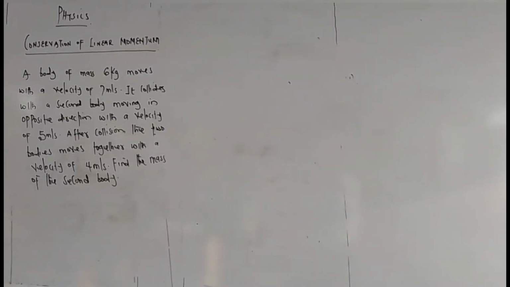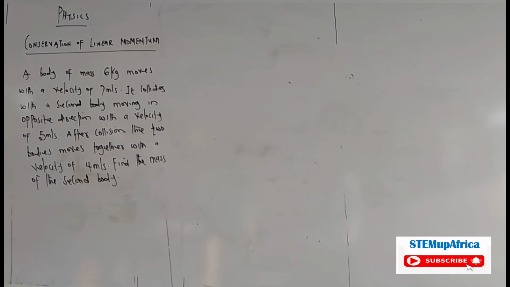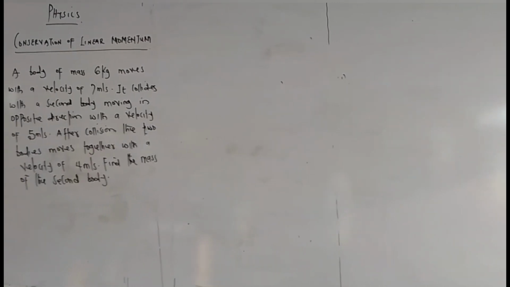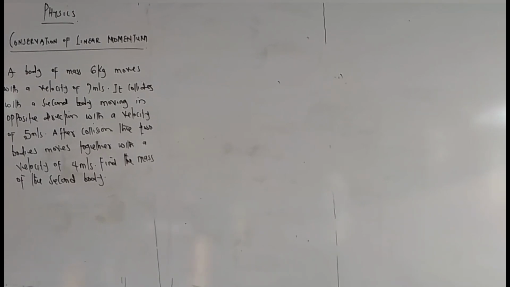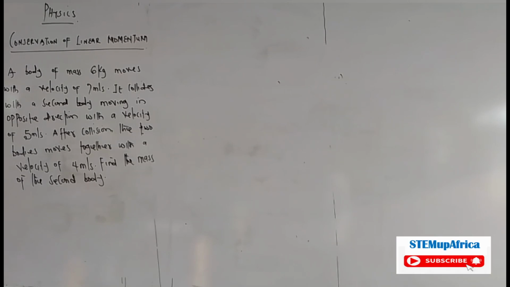So welcome to our physics class for today. What we have on the board is conservation of linear momentum. It's one of the principles of momentum, which states that in a system of colliding bodies, the total momentum remains constant provided no external force acts on the system. It can also be stated as: in a system of colliding bodies, the total momentum before collision is equal to the total momentum after collision.